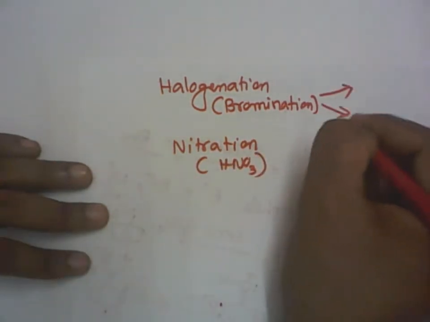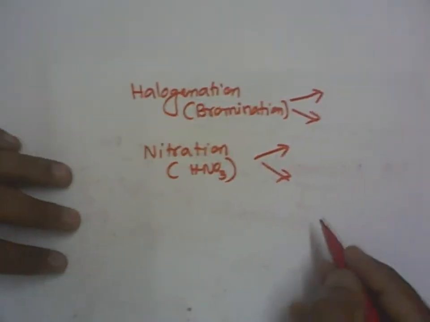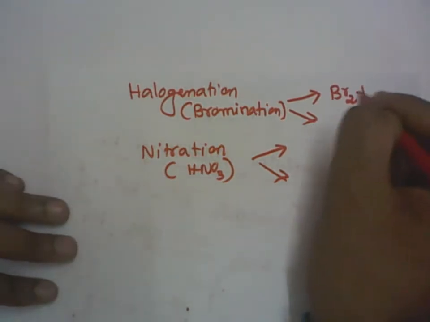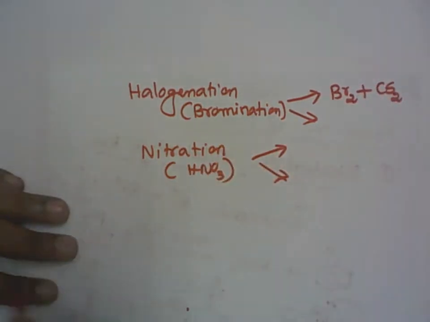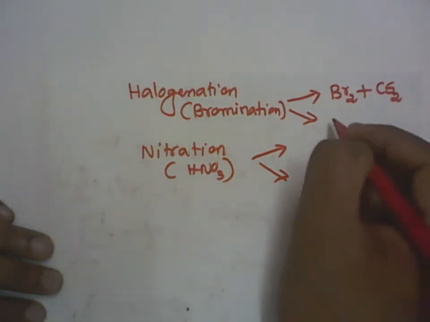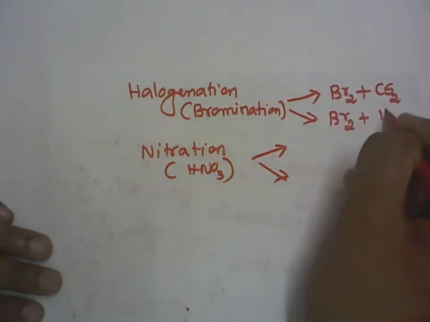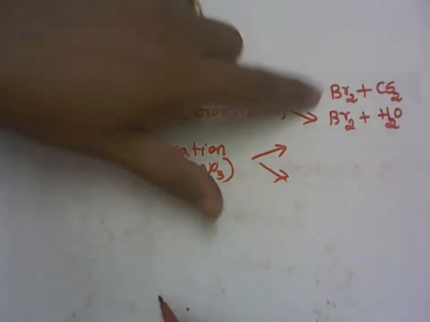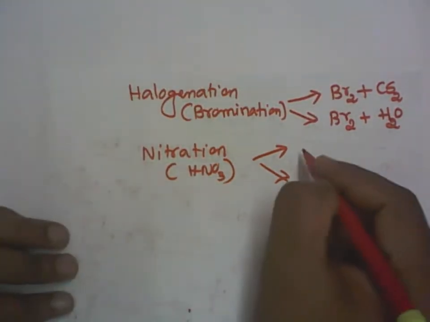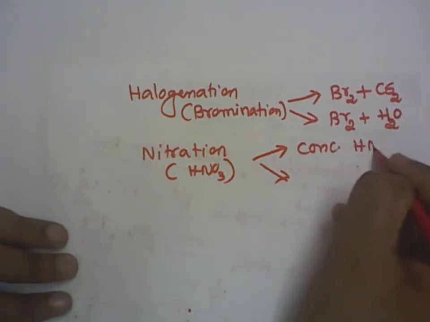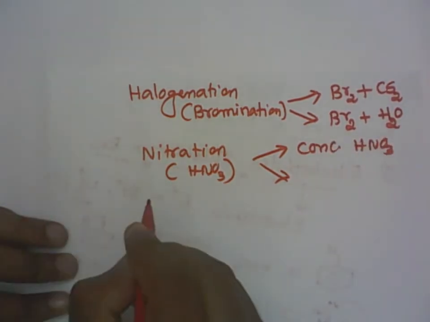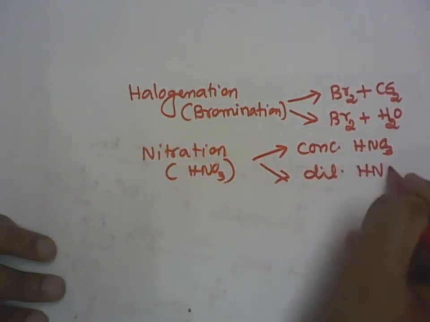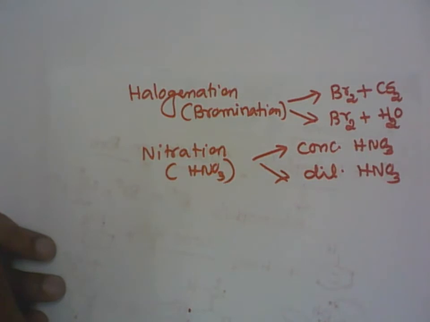Again, each is further divided into two types. Now here, bromine Br2, bromine mixed with CS2, carbon disulfide. Second type of reaction, bromine with water, H2O, bromine water. Under bromination, two reactions. Under nitration, two reactions. One is with the concentrated nitric acid, and the other one with the dilute nitric acid, right?